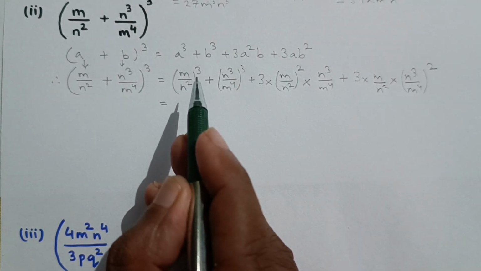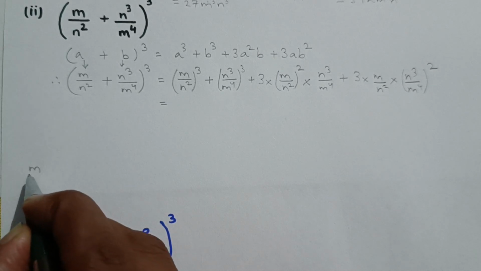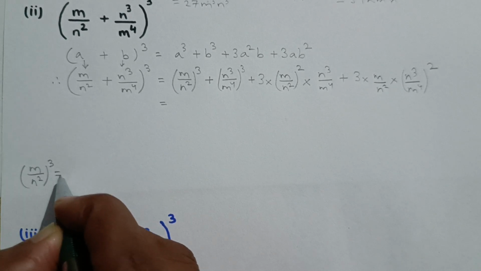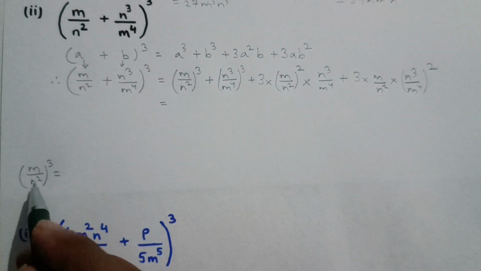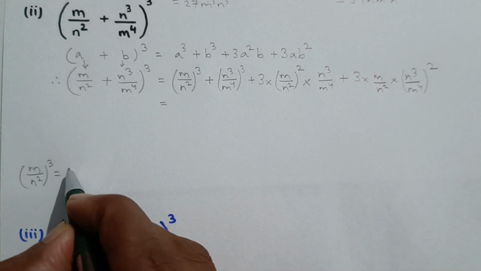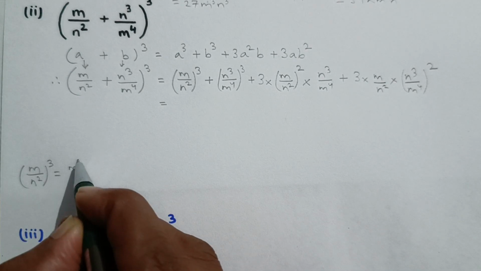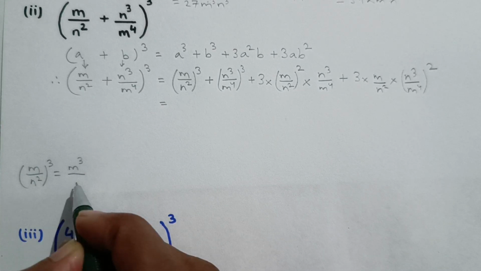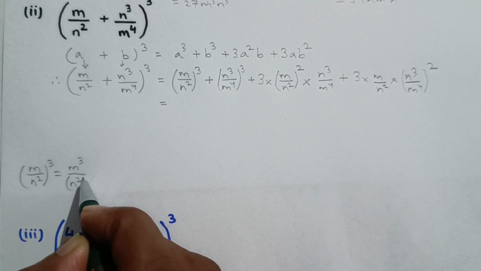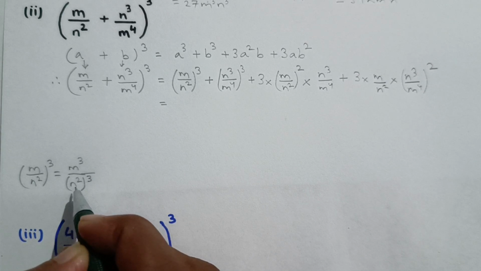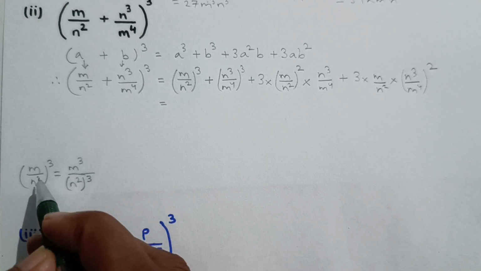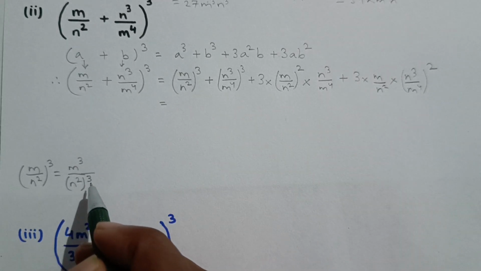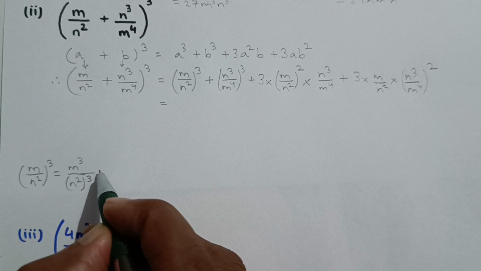So (m upon n square) whole cube. Use your knowledge of exponents. So (m upon n square) whole cube is m to the power 3 or m cube upon (n square) to the power 3. So n square, this is raised to the power 3. So (m upon n square) whole cube is m cube upon (n square) whole cube. And how much is that?